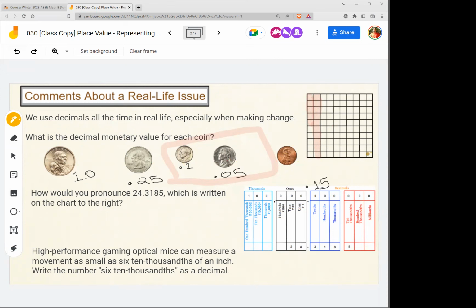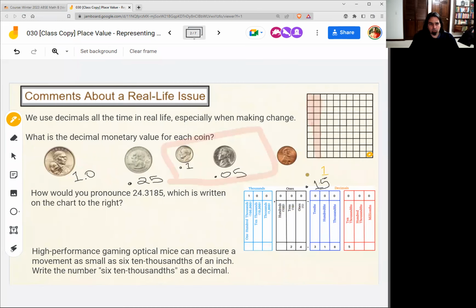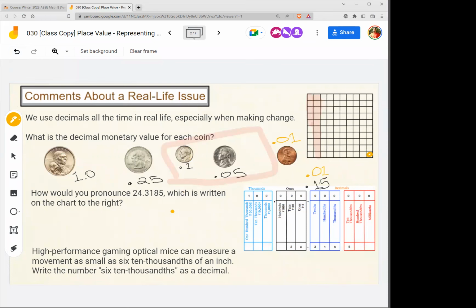0.01. Yeah, that's just 1/100th. So it's a 1 in the hundredths place. And just like before, I have to put the 0 to hold that place value. So we know that that 1 is hundredths. So we have numbers for all our coins. Any questions about that? No.